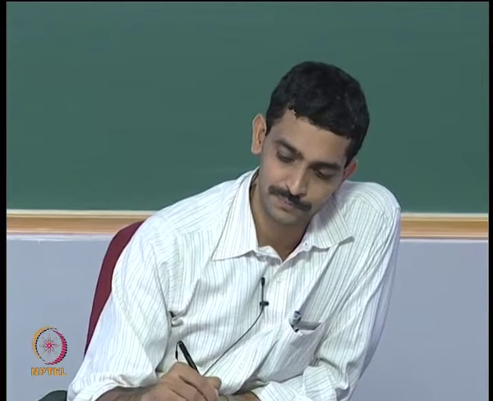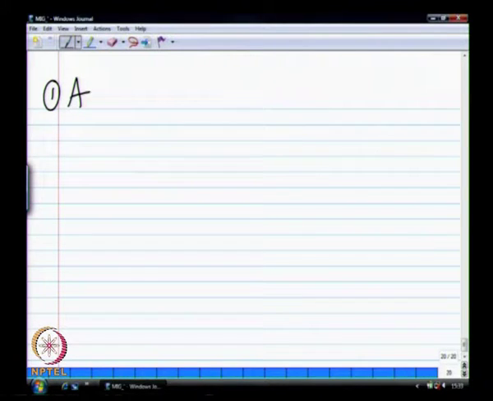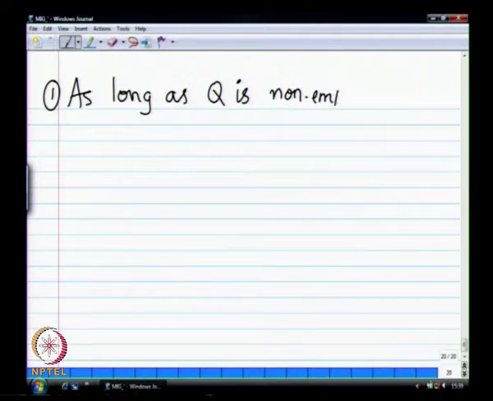Case 1: as long as the queue is non-empty. So I am looking at the departure process, and I want to know the inter-departure time distribution. So what will the inter-departure time distribution be?